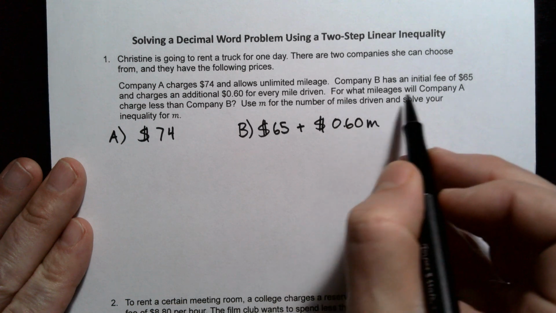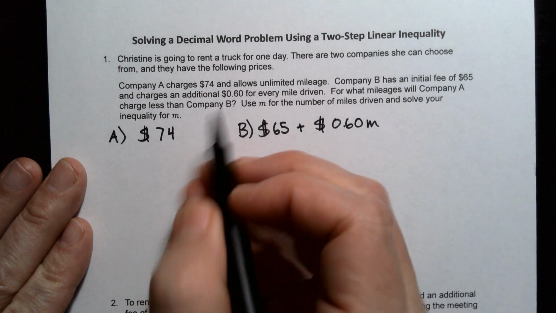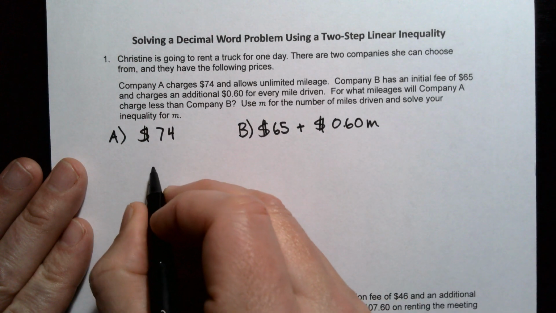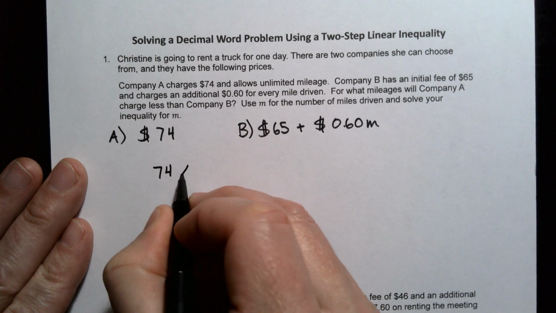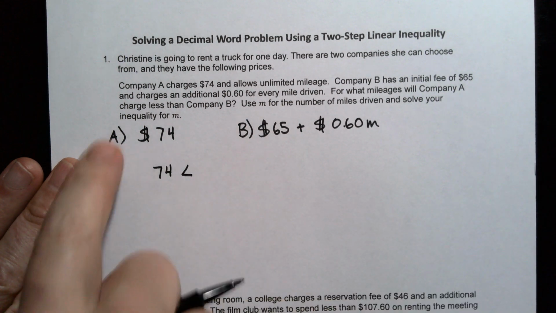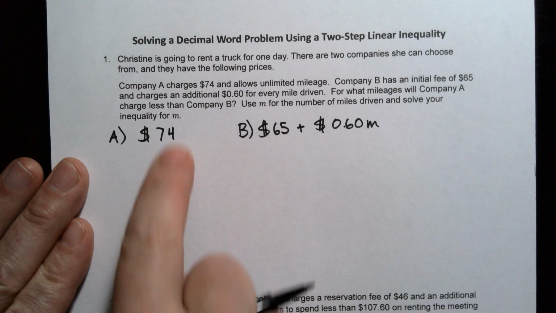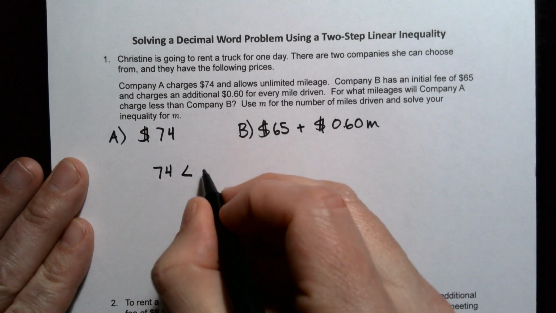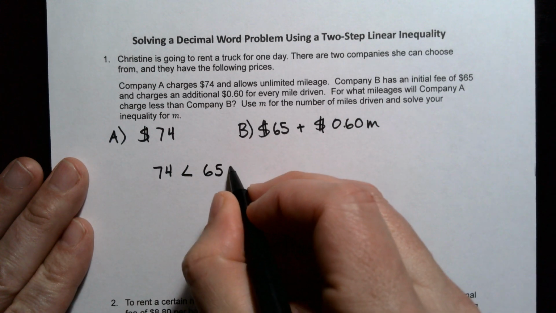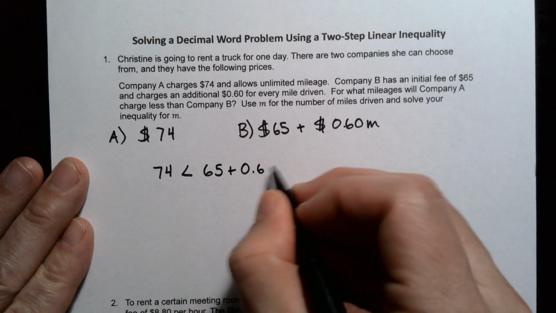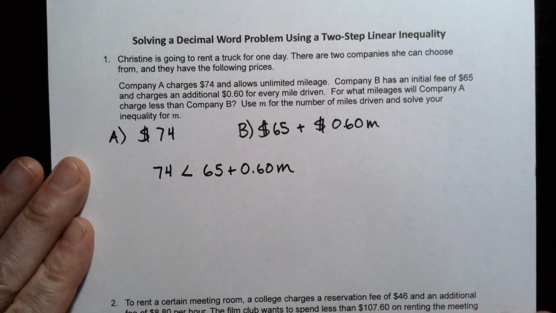It says, for what mileage will company A charge less than company B? So A is the 74, and we want it to be less than B. So A is less than B. So 74 is less than this stuff, 65 plus 0.60 M.